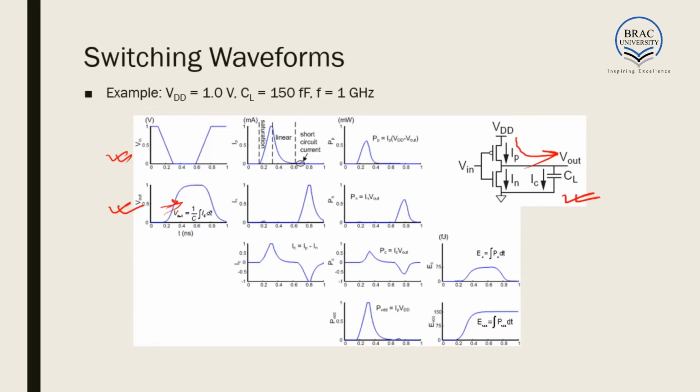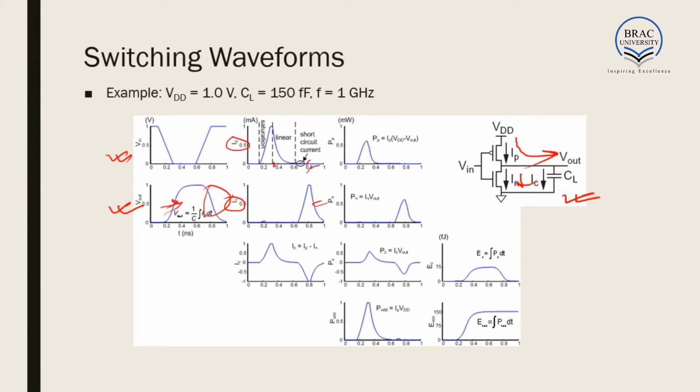So in that case, only current flows through IP and no current flows through the NMOS. As a result, we can see when the output rises at this time, current only flows through IP. This is IP, that is, current only flows through the PMOS, but no current flows through the NMOS. And again, when the output falls, current only flows through the NMOS, no current flows through the PMOS.